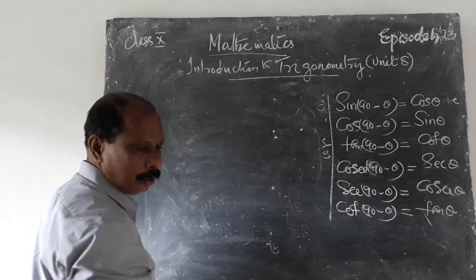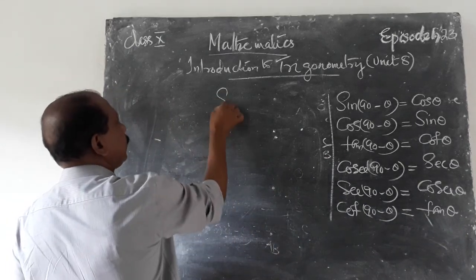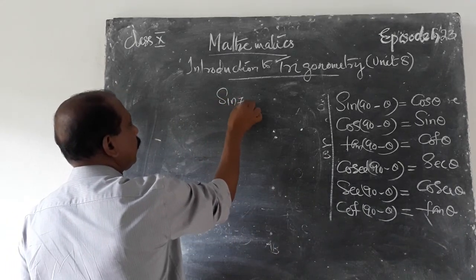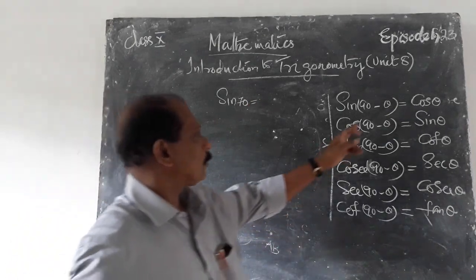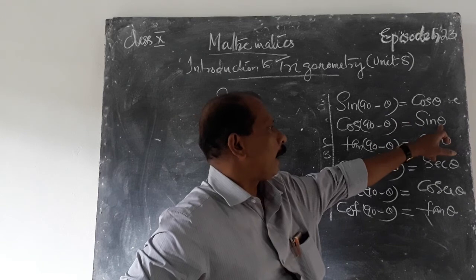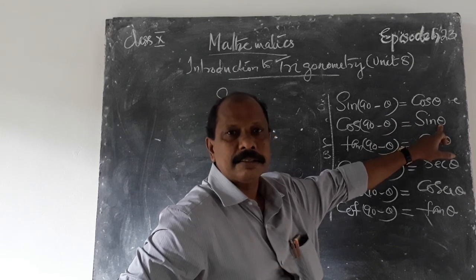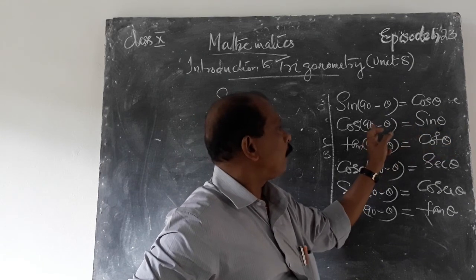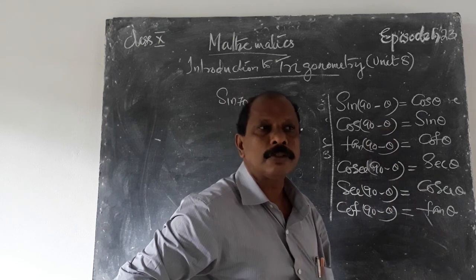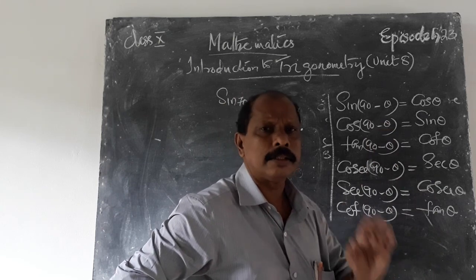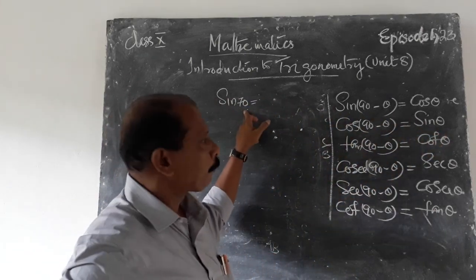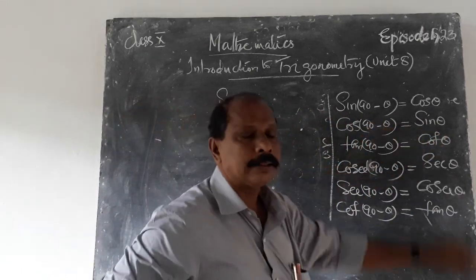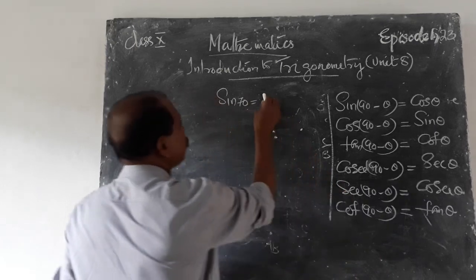For example, sin 70 is equal to, this angle is 70, theta is 70. Therefore, 90 minus 70 is 20, since the sum of the angles is 90 degrees. The angle theta is replaced by 70, therefore sin 70 is equal to cos 20.